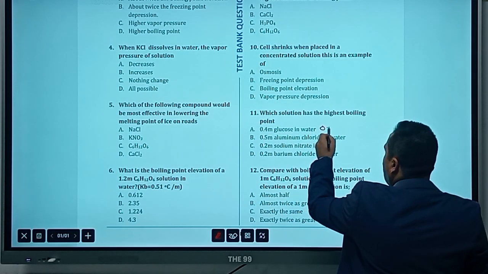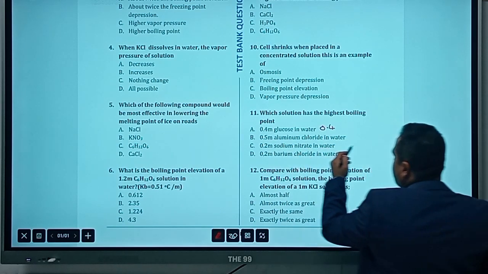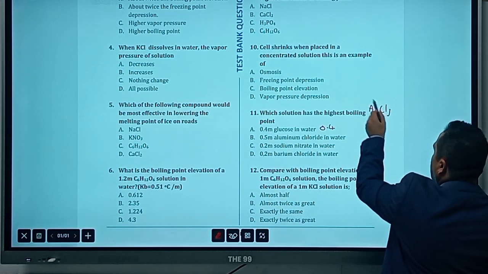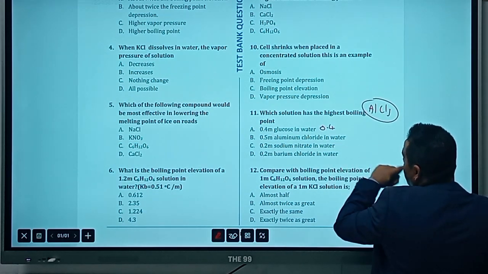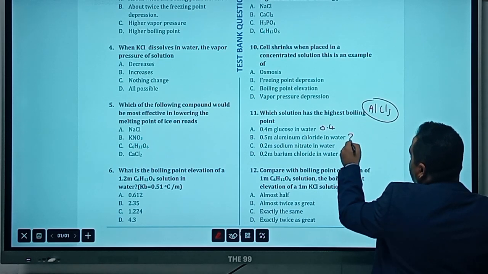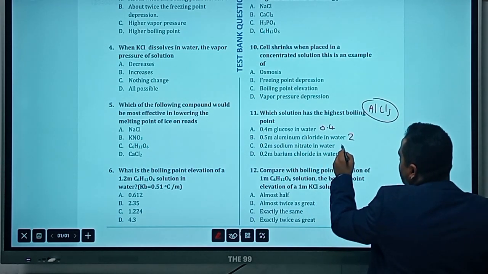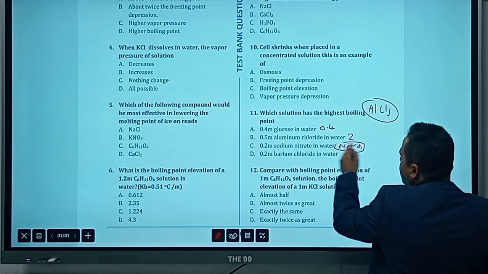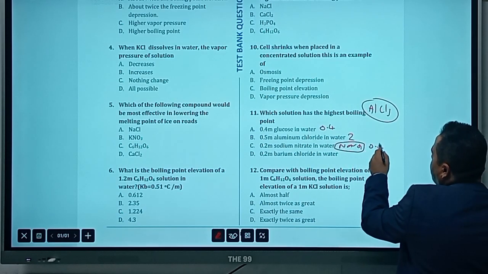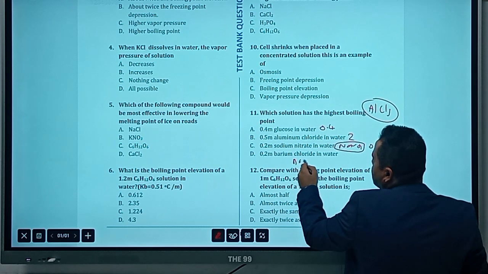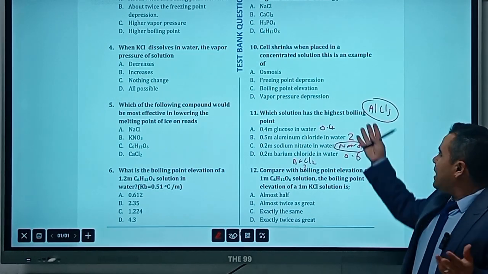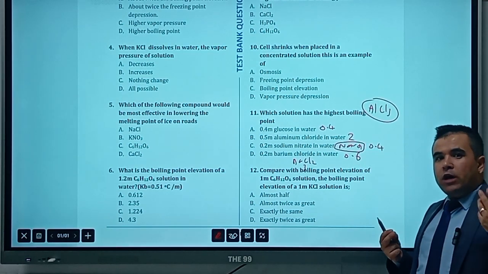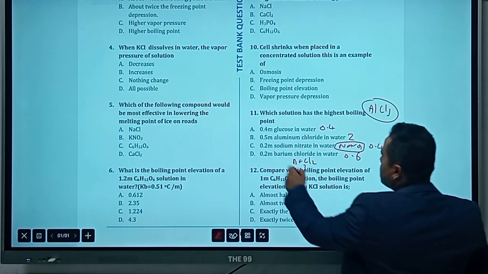0.4 multiplied by 1, 0.4. 0.5 aluminum chloride, AlCl3, has got 4 as the ion factor. So 4 multiplied by 0.5, you'll get 2. 0.2 sodium nitrate, NaNO3, has got 2 ion factors. 2 multiplied by 0.2 is 0.4. Barium chloride, BaCl2, has 3 ion factors. 3 multiplied by 0.2 is 0.6. So which one has the highest boiling point? Of course, the one that has the higher result of multiplication between ion factor and molality, which is the B.